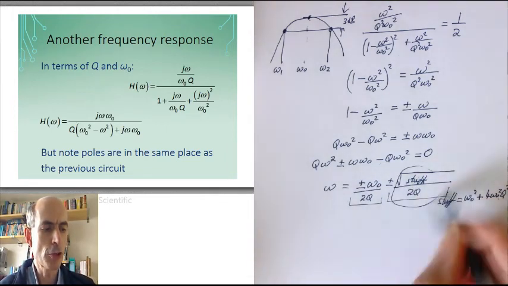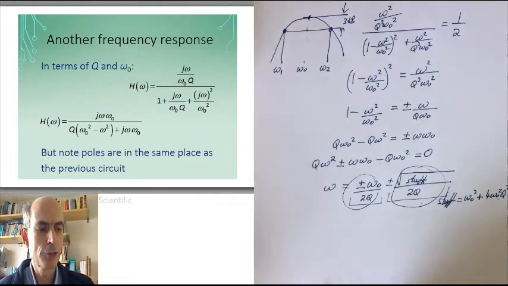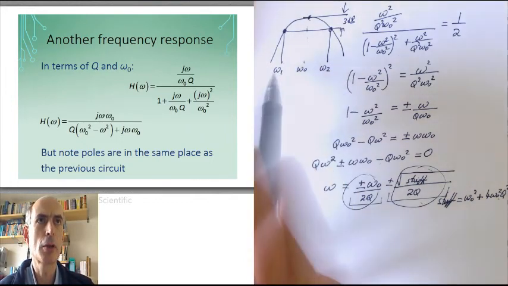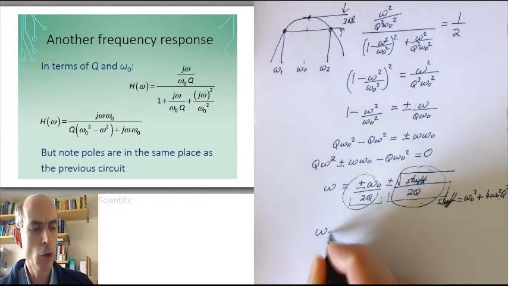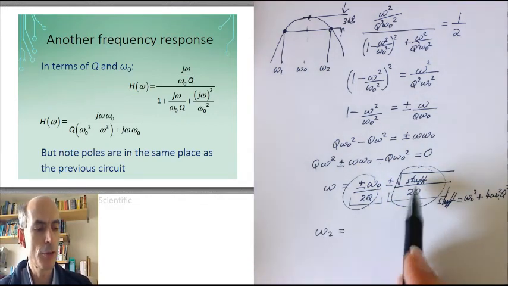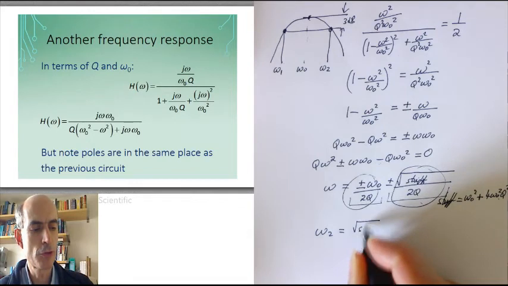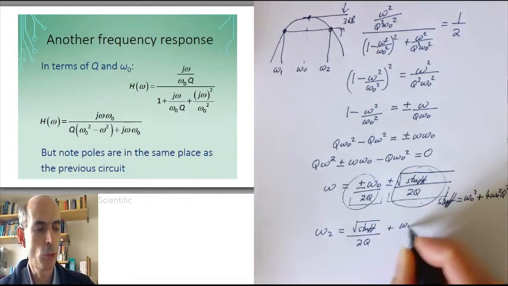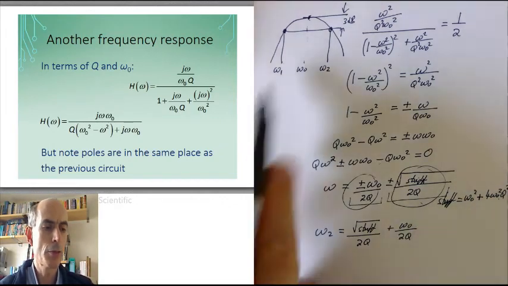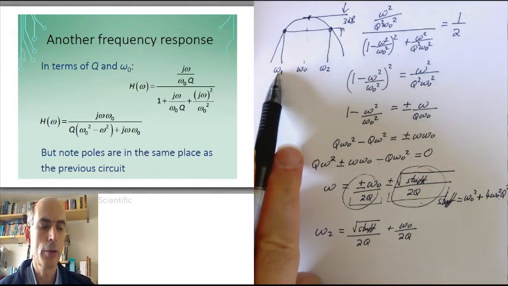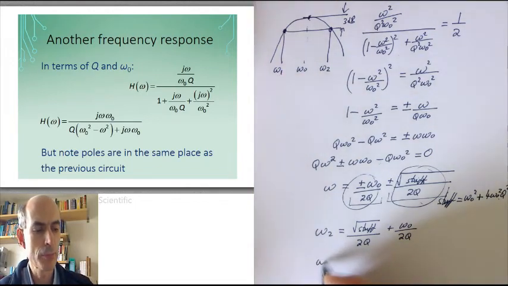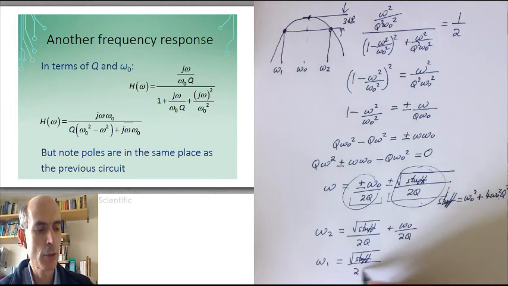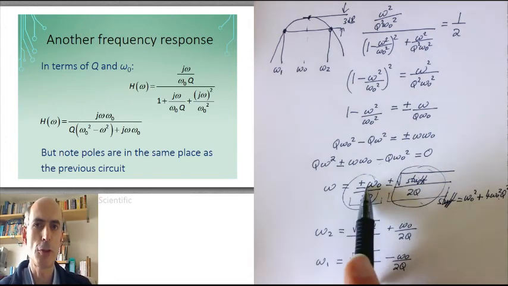So I want the 2 of these 4 different values which are positive. Well, we know that this term is bigger than this term, so of the 2 values omega 2 and omega 1 that I'm interested in, omega 2 is going to be the square root of stuff over 2Q, plus omega naught over 2Q. And this frequency here, my omega 1, the smaller of the 2 positive roots, is going to be the square root of stuff over 2Q minus omega naught over 2Q. This bigger term minus this term.